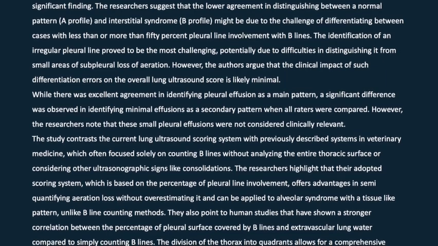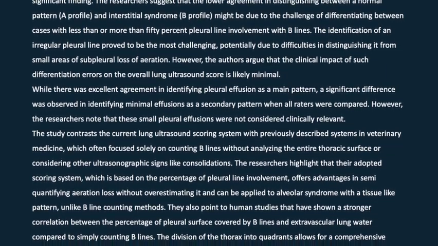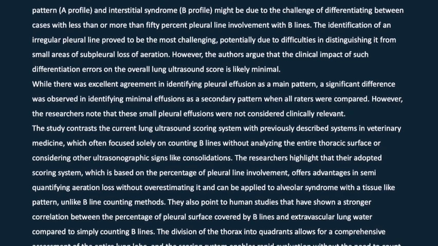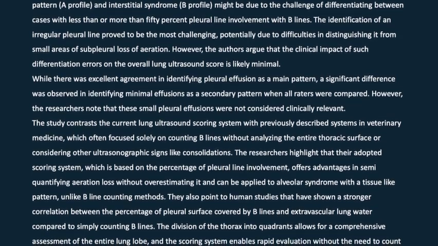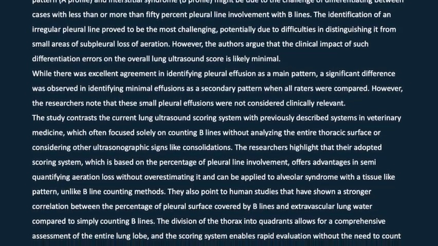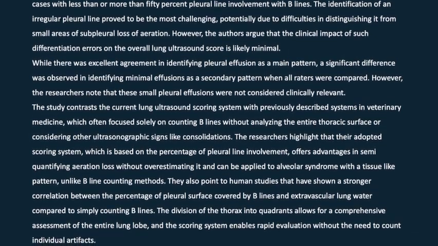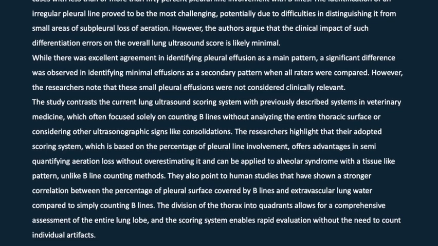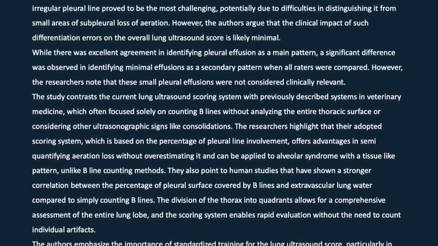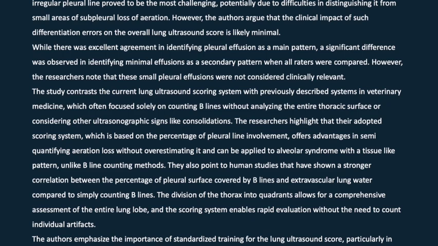However, the researchers note that these small pleural effusions were not considered clinically relevant. The study contrasts the current lung ultrasound scoring system with previously described systems in veterinary medicine, which often focus solely on counting B lines without analyzing the entire thoracic surface or considering other ultrasonographic signs like consolidations.